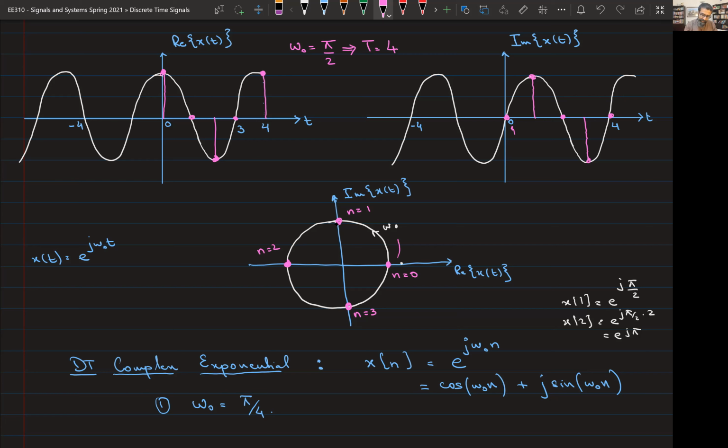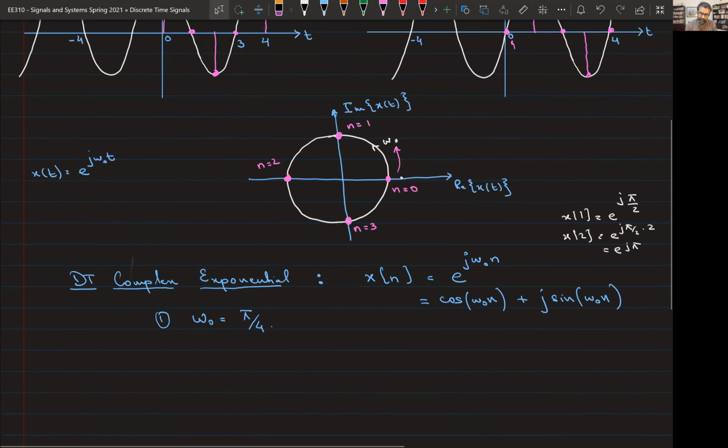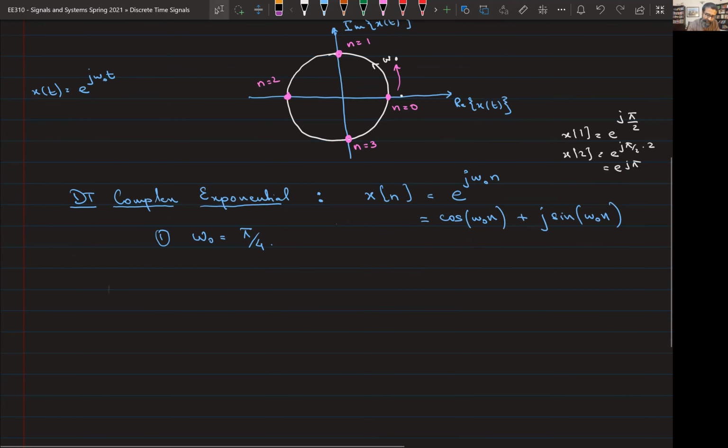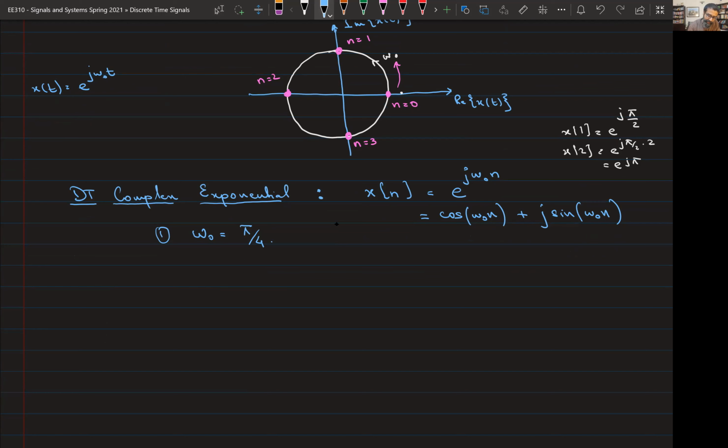It's going this way. N equals 1, n equals 2, n equals 3, and it takes 4 samples to complete the circle. Now, let's try to extend the same sort of ideas to different sort of frequencies. Let's say omega naught.